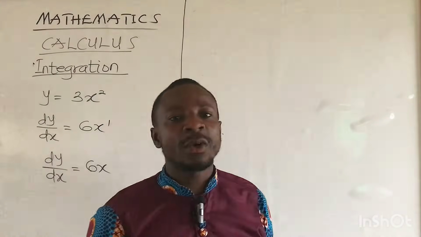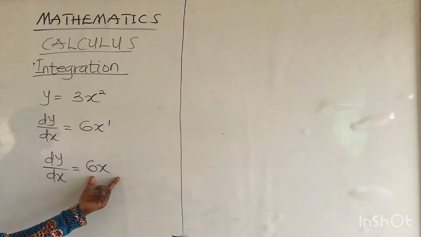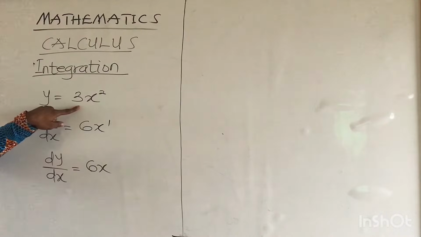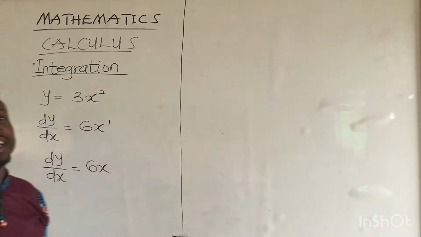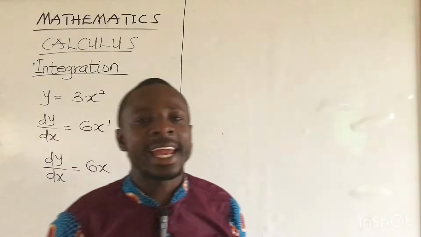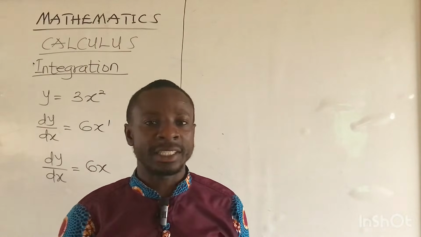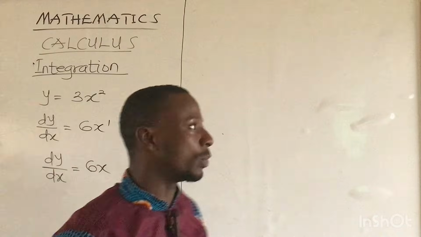But this time around, we are going to look at when this function is given and you want to get the 3x squared back. We want to replace the 6x back to the 3x squared. And that's basically about integration. So it is the reverse of differentiation. So let's look at some short notes.